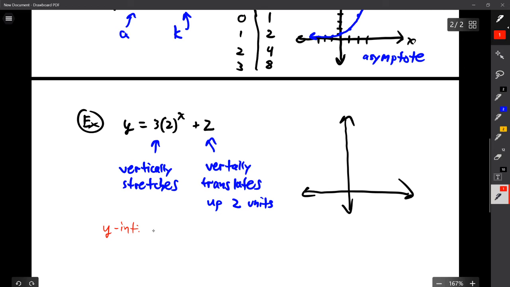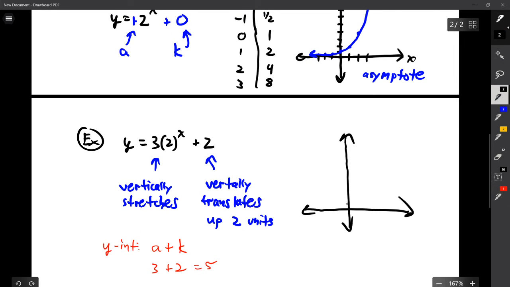Y-intercept is a plus k. Take the vertical stretch factor, a, in this case it's 3, plus the vertical translation amount, and that's where it crosses the y-axis. So this one, what do we have? We have the y-intercept, it crosses the y-axis. Oops, sorry, that was a 3 times, okay? A is 3, k is 2, what is that? 5. So this graph is going to cross the y-axis, 1, 2, 3, 4, 5. It's going to cross the y-axis here at 5.